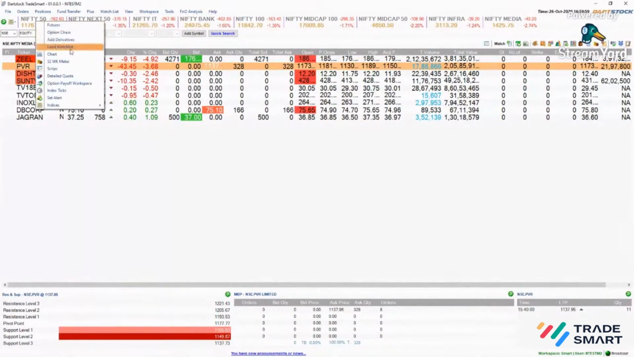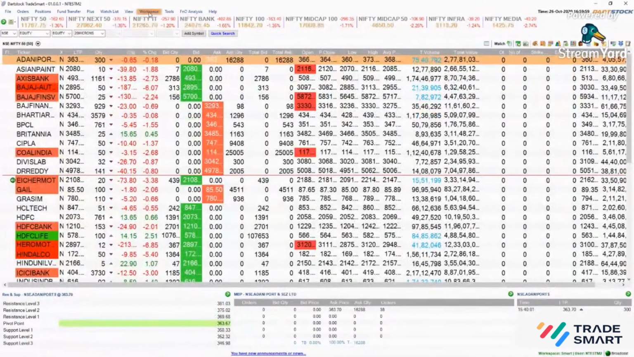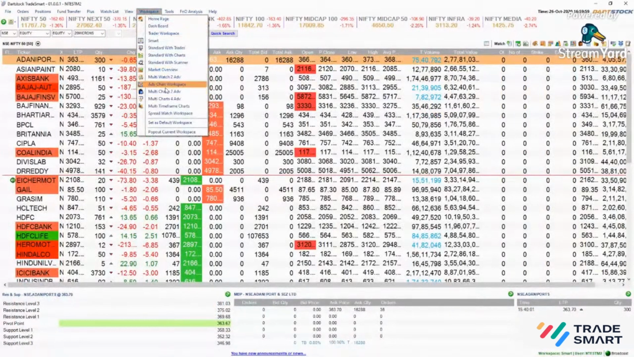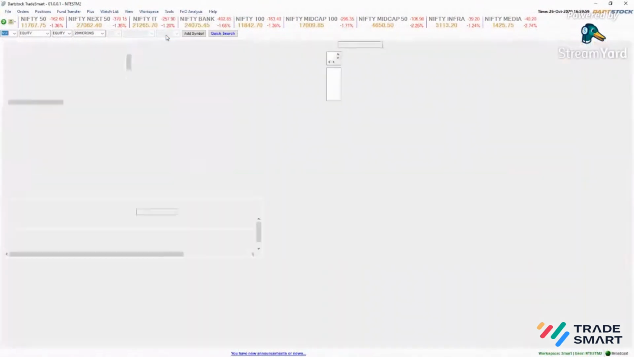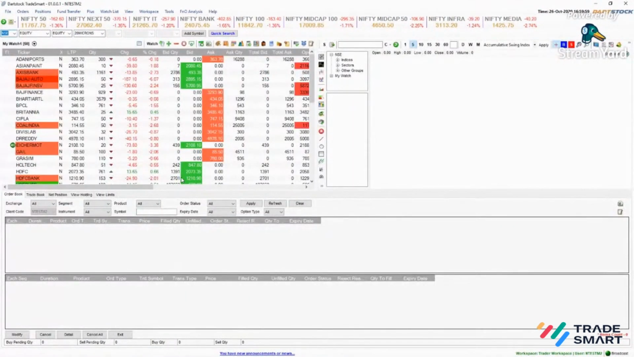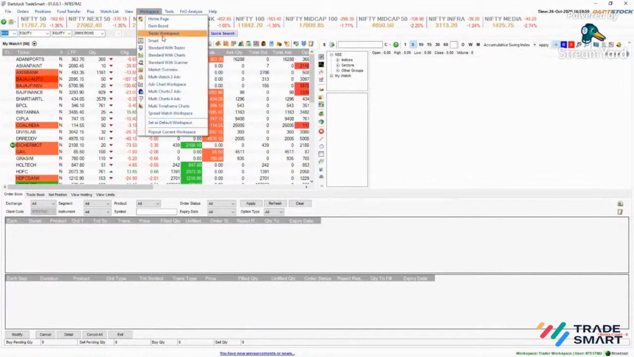Okay, now let me load this market watch. And by the way, there are a lot of workspaces. That's why I told you this is something which I can't limit to one hour. But you see there are a lot of workspaces, and some are customized, like a trader's workspace.